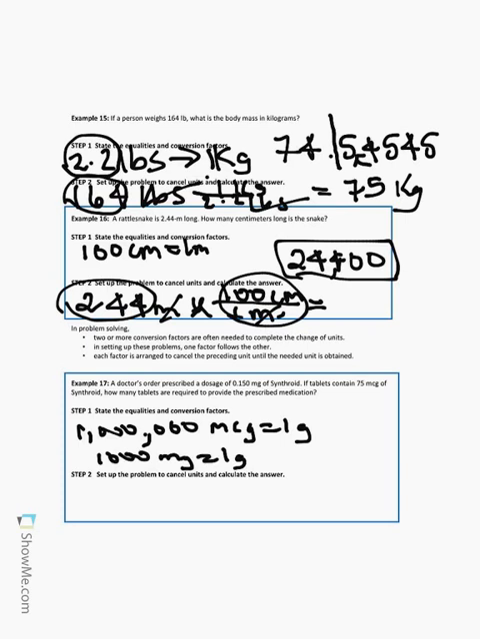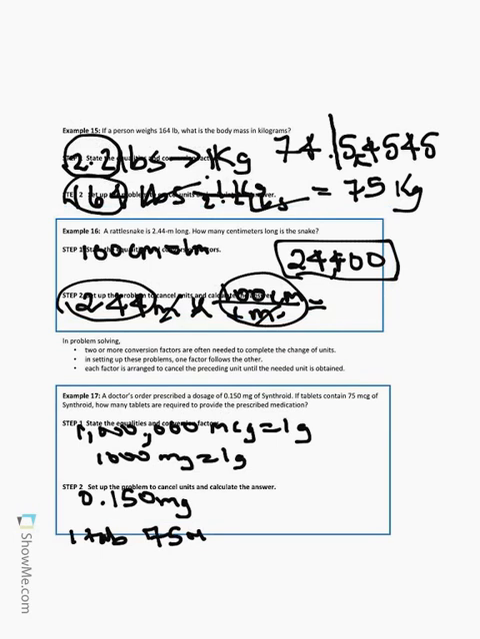We need 0.150 milligrams. We have 75 micrograms in 1 tablet. So 0.150 milligrams is what we would like to get to. 1 tablet contains 75 micrograms. So we need to convert our micrograms into milligrams in order for this to be useful.